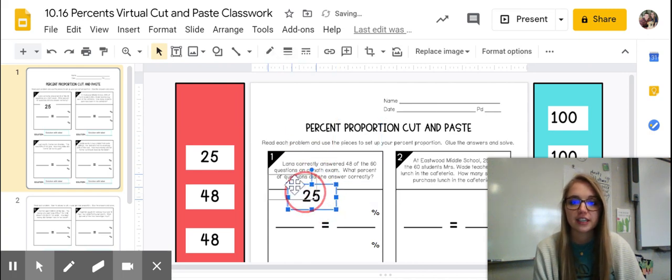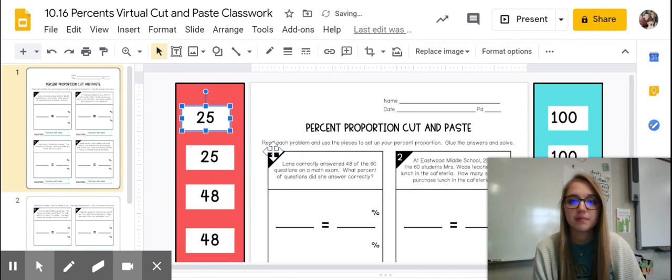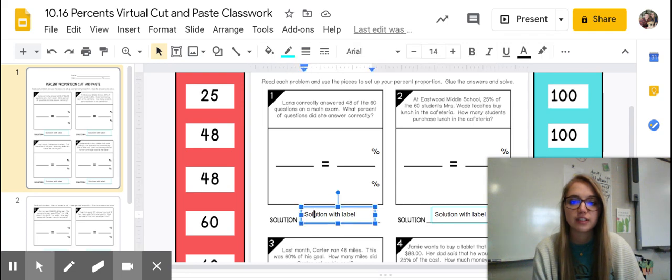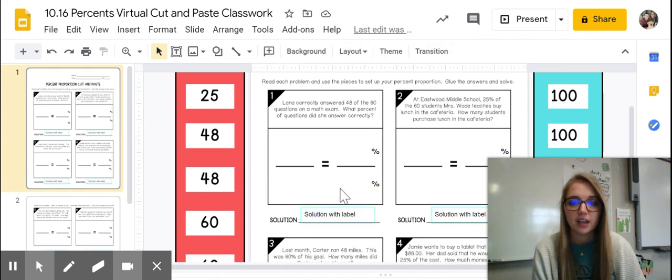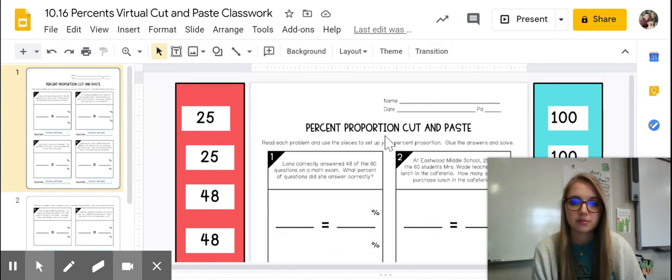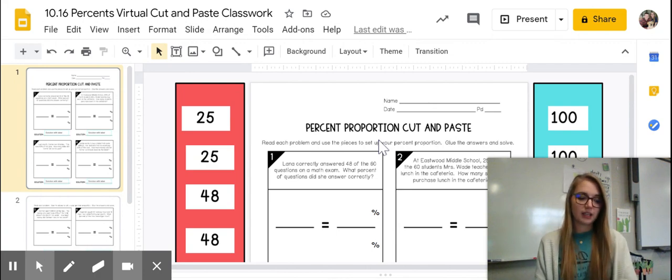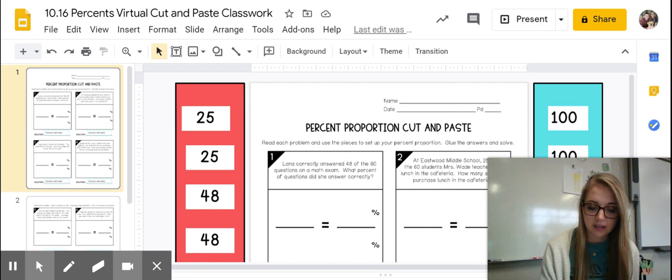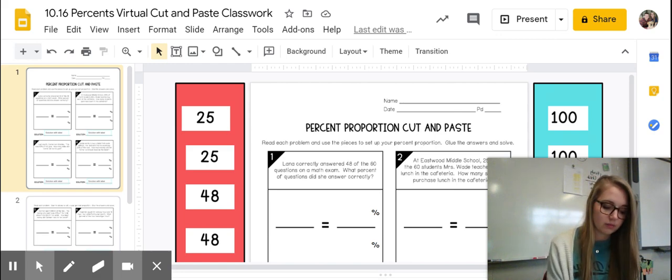You're going to drag these pieces to set up your problem, and then you will type the answers right here where it says solution. I've made you a text box, so you'll click that. You can erase where it says solution with label, and then you'll type your answer, okay? So it's over percent proportions, which is what we did yesterday. And if you're still confused on that, it would be a good idea to go back to those notes and rewatch the videos, and hopefully you will get stronger than you were yesterday.